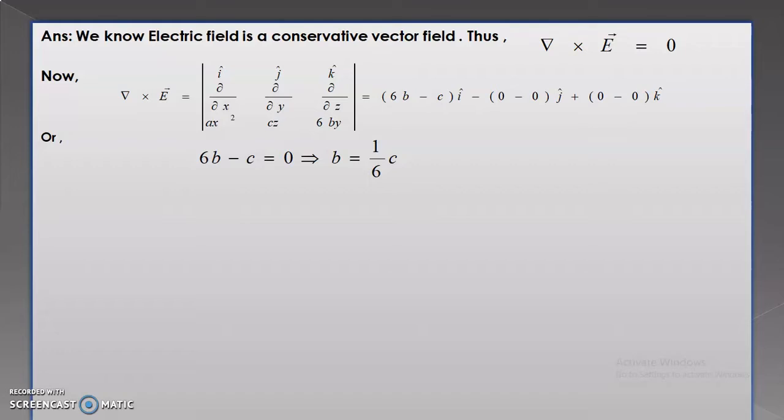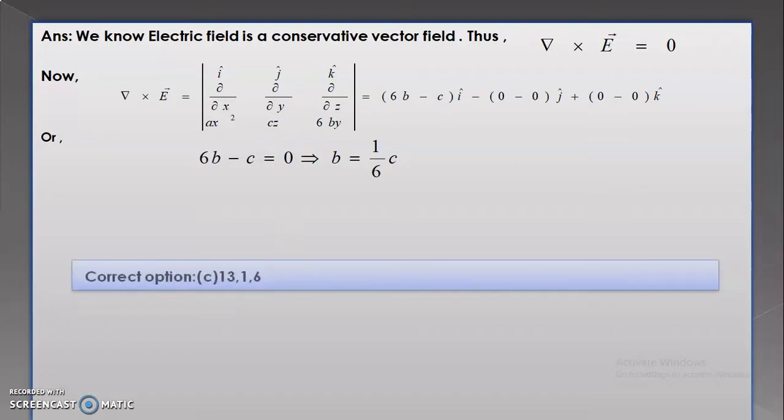So what is the trial method? We compare our result with the options available in the MCQ, and if we compare we get that the correct option is C, that is 1/3, 1 and 6. So you can tell here that the value of B is 1 and the value of C is 6, that is 1/6.